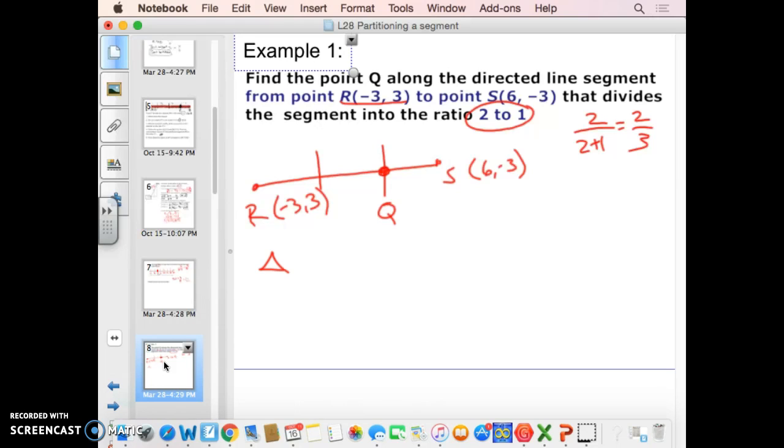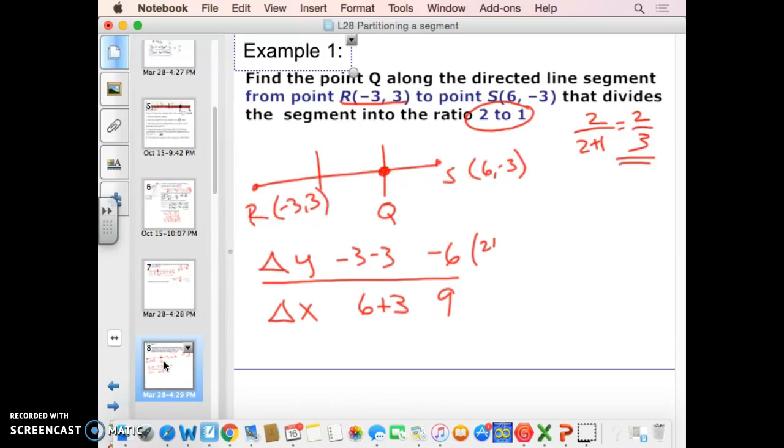So I'm going to do my change in Y over my change in X, which is my slope. My change in Y is -3 minus 3. Change in X is 6 plus 3. So I get -6 over 9. And I'll multiply that by my ratio, which is 2/3, right? And so then I end up at -4, 6.